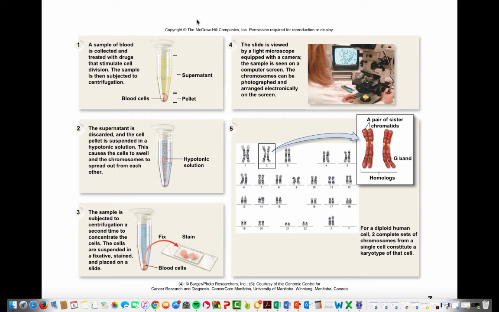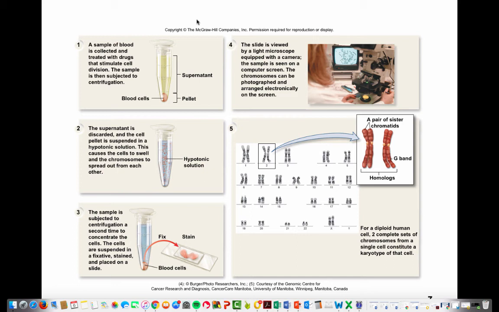Basically how we do this is they can take it from blood cells and centrifuge it down to make this pellet here. We resuspend that in a hypotonic solution, which makes the cells burst, if you remember, and then you can stain them on a slide itself, right? Then you can use a microscope, and now they have technology where you can see it on this computer screen right here to be able to look at them.